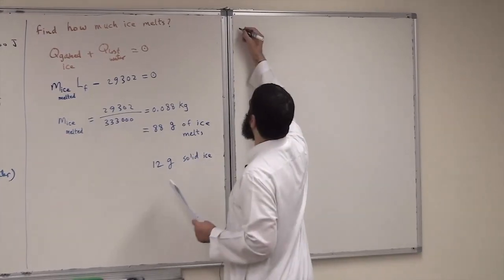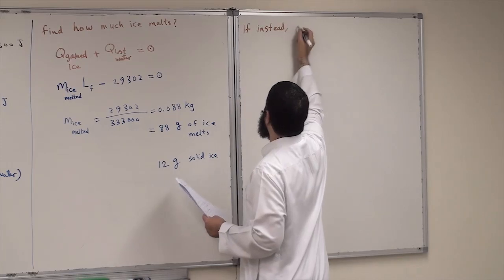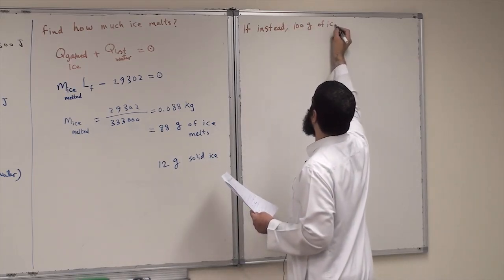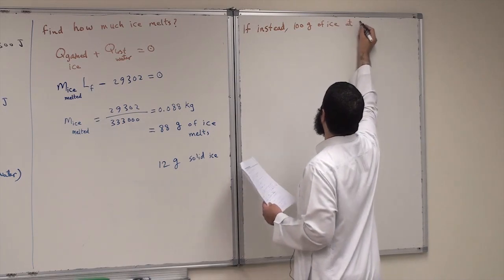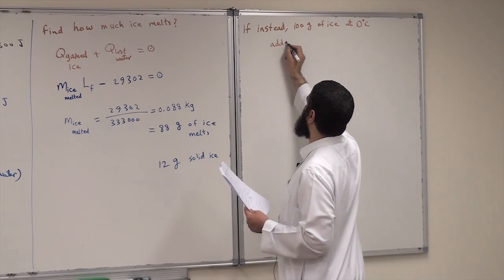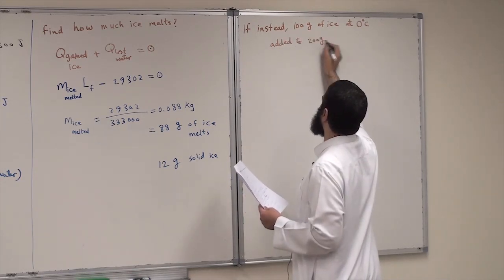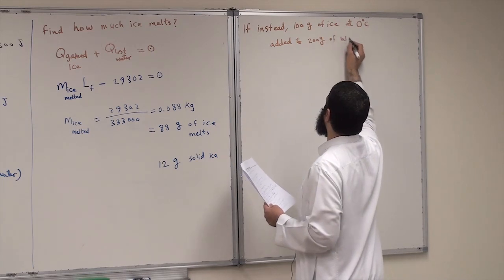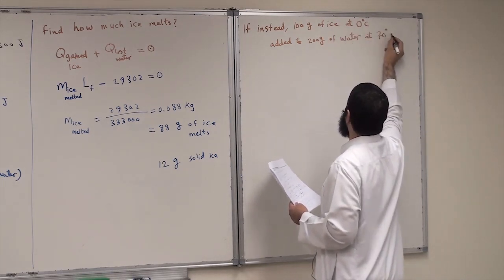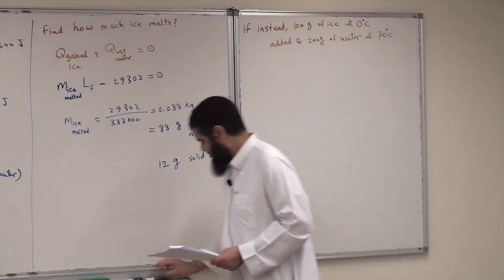If instead we have 100 grams of ice at 0 degrees C added to 200 grams of water at 70 degrees C, what do you think the effect will be?